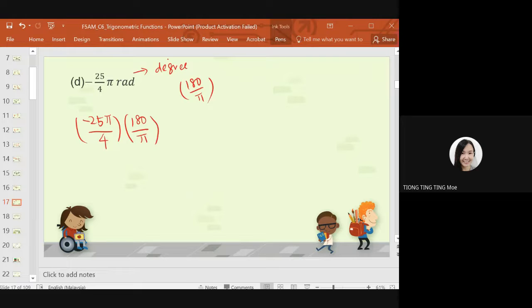Kamu pakai calculator itu tak kisah lah, suka hati kamu lah. Asalkan kamu punya jawaban betul lah.